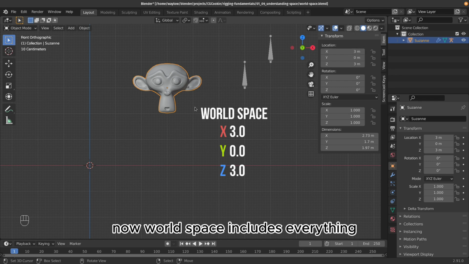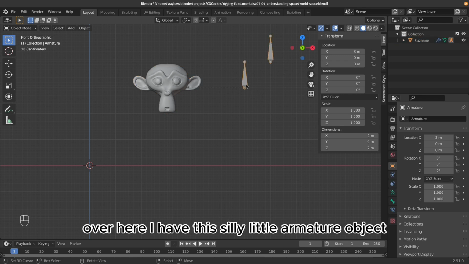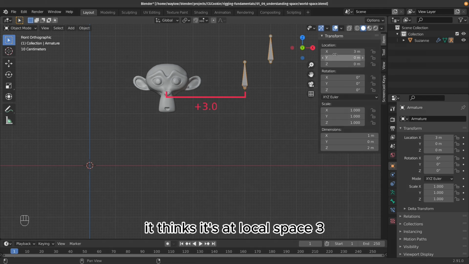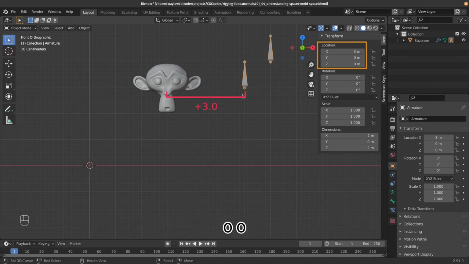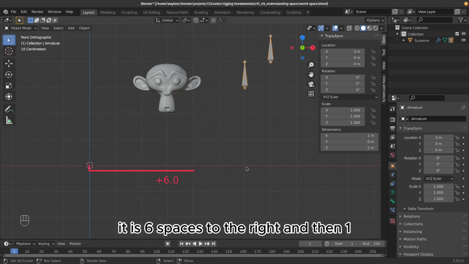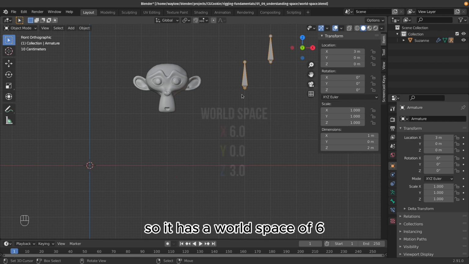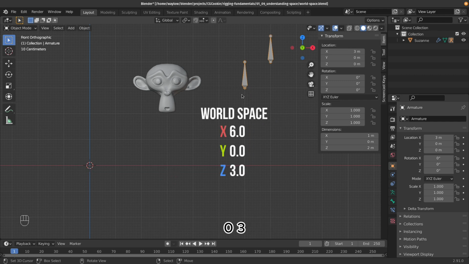Now world space includes everything that puts it in this location. That is parenting, constraints, drivers, whatever puts it in that position gets included in world space. So just to reiterate this, over here I have this silly little armature object which is parented to this monkey head. It thinks it's at local space 3, 0, 0, but in world space it is 1, 2, 3, 4, 5. It is 6 spaces to the right and then 1, 2, 3 spaces up. So it has a world space of 6, 0, 3.